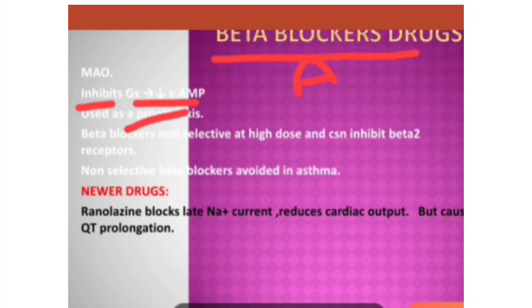Beta blockers that are non-selective at a high dose can inhibit beta 2 receptors. Non-selective beta blockers are avoided in asthma. Why? This is one of the most frequently asked questions in USMLE, UHS exams, and different types of professional exams. Beta 2 agonists are used for asthma, like albuterol, salmeterol, formoterol, and indacaterol. But if we use beta blocker drugs, they worsen the asthma. So be careful to be selective in the treatment of asthma.